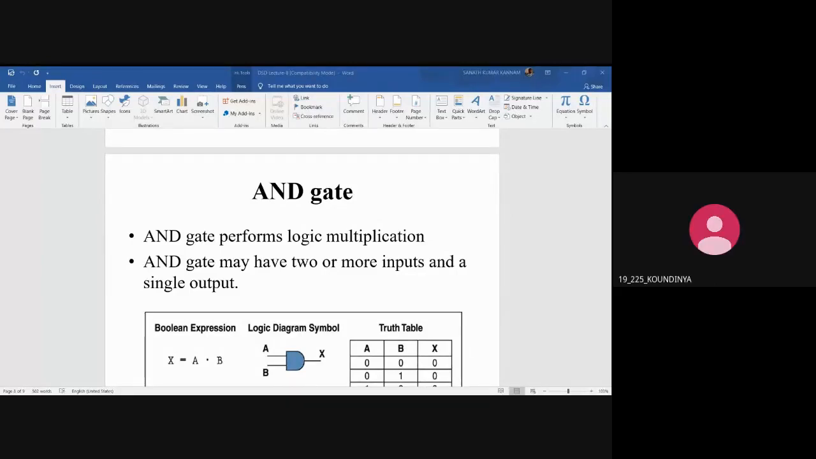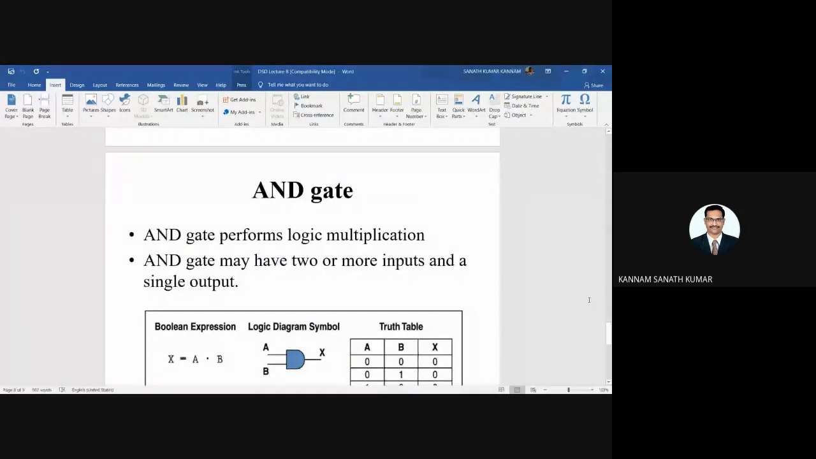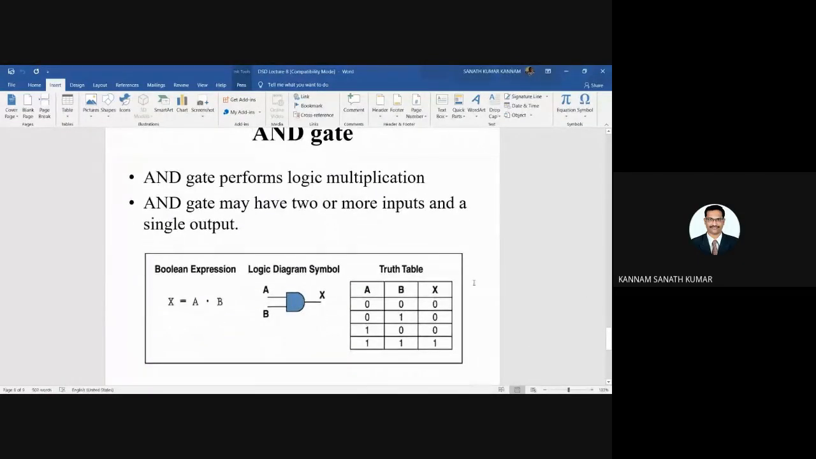Next one is the AND gate. The AND gate performs logic multiplication. It may have two or more inputs and a single output. The Boolean expression is x equal to a into b, which we call a and b, and it is represented by the dot operator. The logic diagram has inputs a and b, and this is the symbol for the AND gate.